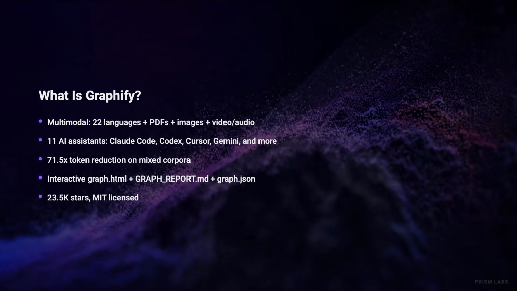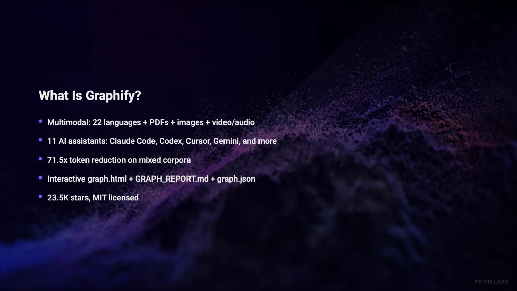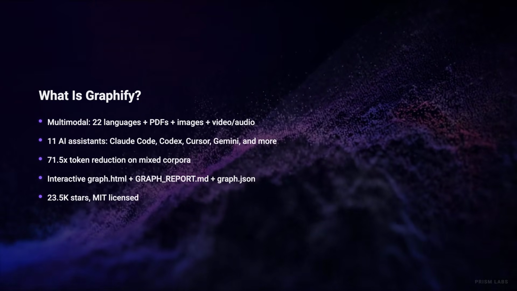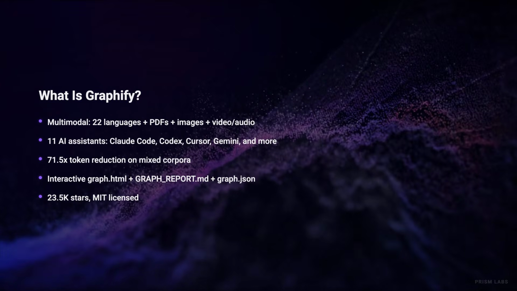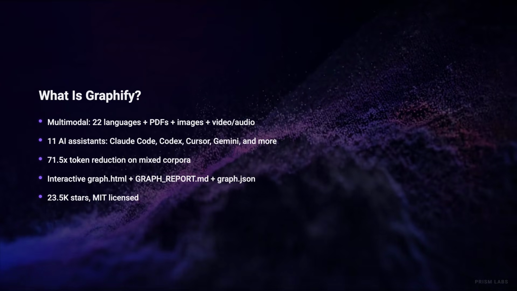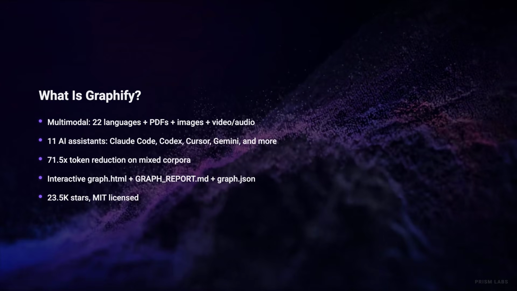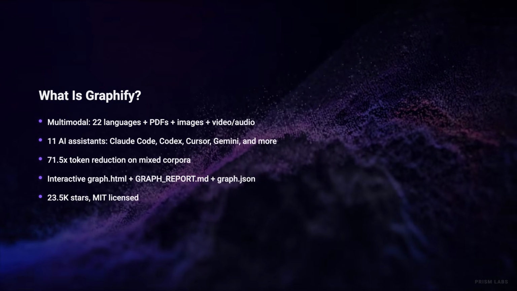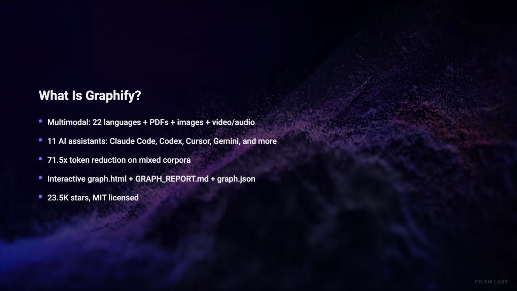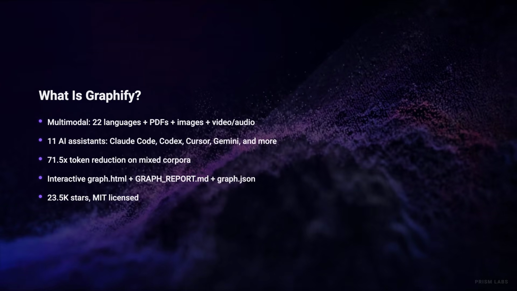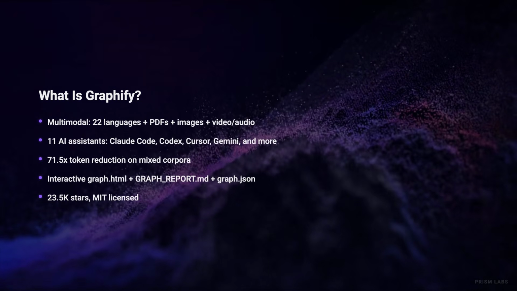It works with 11 AI assistants: Claude Code, Codex, OpenCode, Cursor, Gemini CLI, GitHub Copilot CLI, Aider, OpenClaw, FactoryDroid, Trae, and Google Antigravity. You type /graphify in your assistant, it processes the folder, and you can immediately start querying the graph with natural language questions like what connects the authentication module to the billing system. The project has 23,500 stars, 2,500 forks, and is MIT licensed.